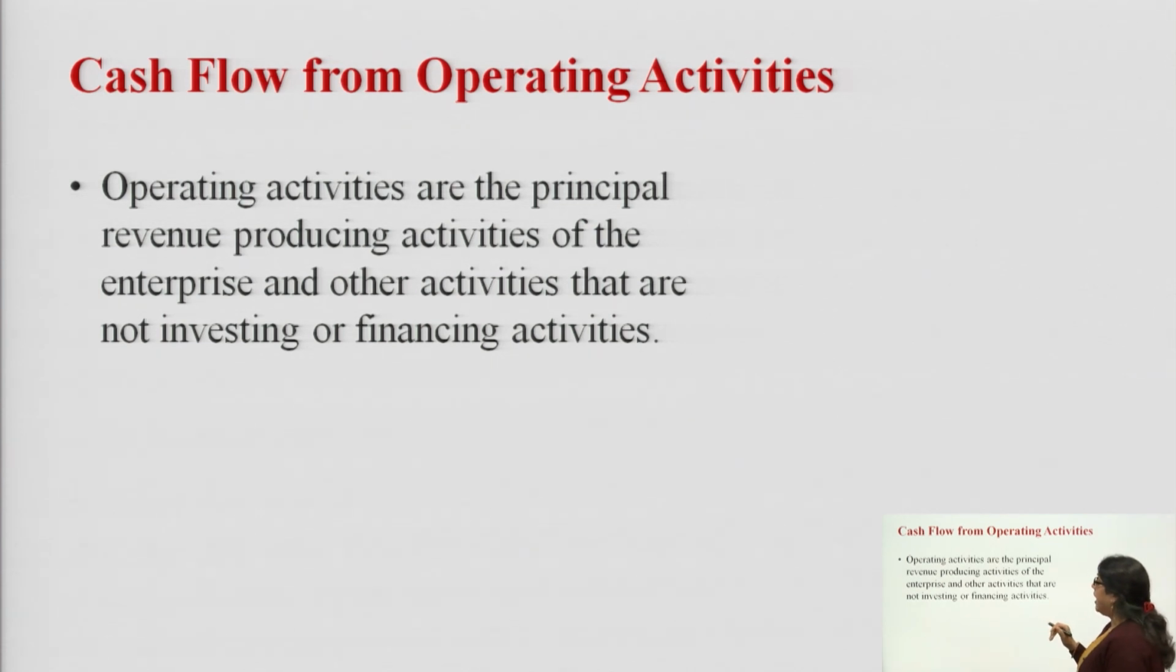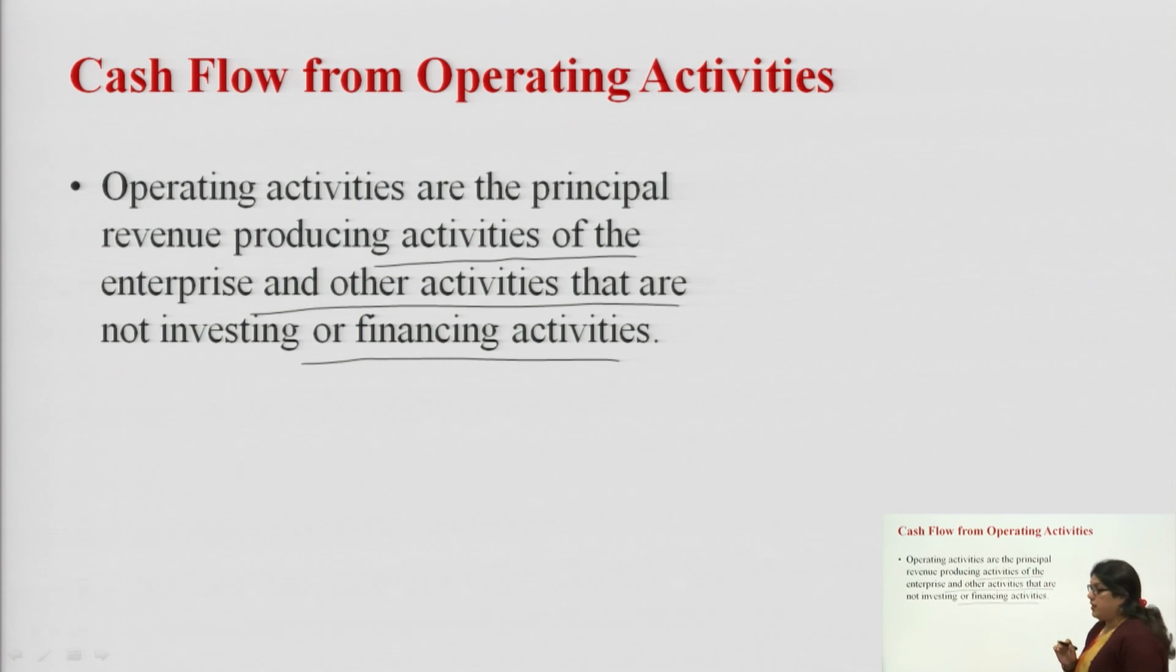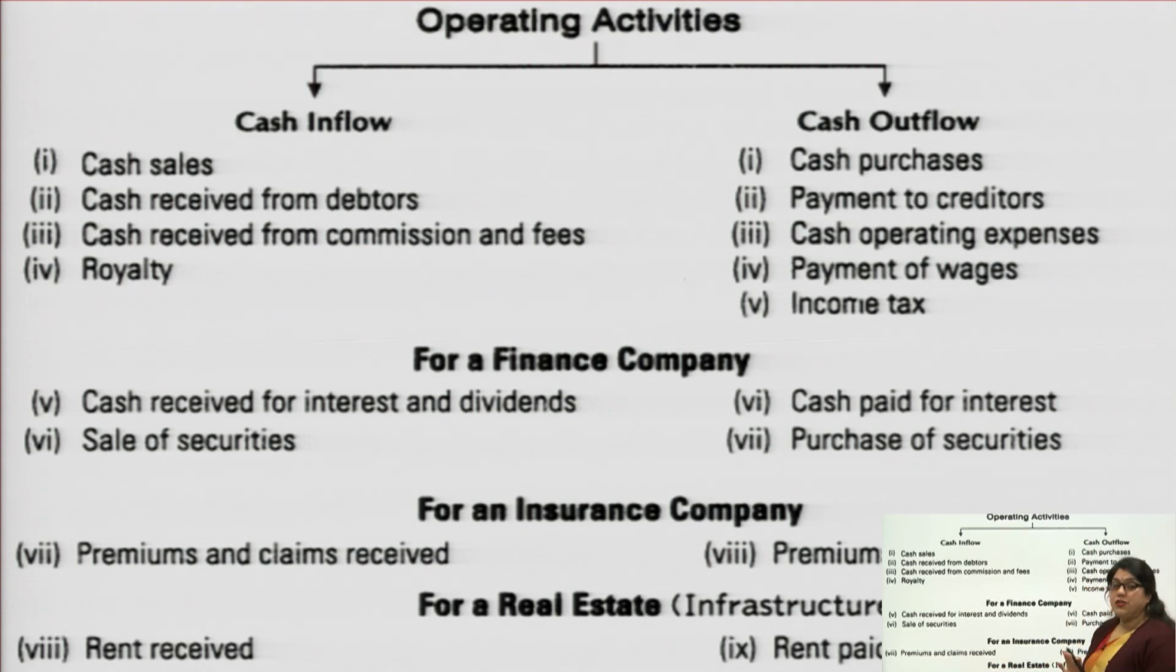Cash flows from operating activities are the principal revenue producing activities of the enterprise and other activities that are not investing or financing. Investing activities are those activities in which you are purchasing the asset, or maybe you are doing the investment. Apart from this, the amount which you are raising from the other parties, maybe through the equity share, preference share, debentures, or bank loan. Apart from these two activities, whatever things are happening in the business, that comes under the operating activities for producing the commodity.